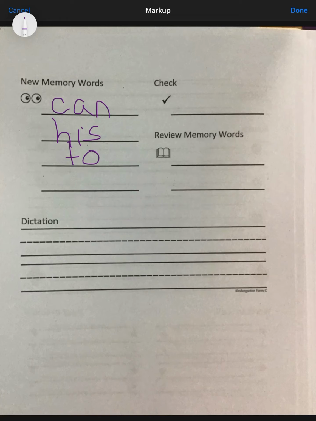How about the word where? Where. W-H-E-R-E. Okay, here's another one. Does. Does. This one is a very tricky one. This one is definitely always a memory word because it does not follow our rules. Does.